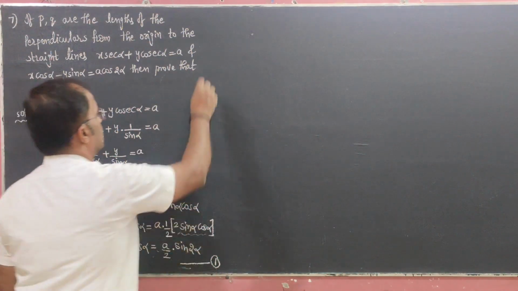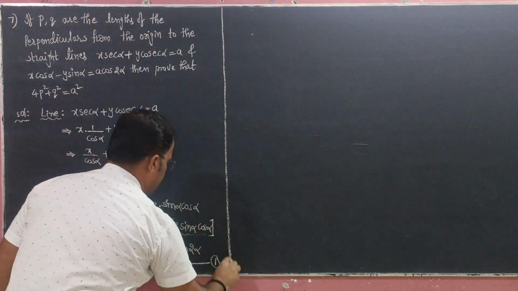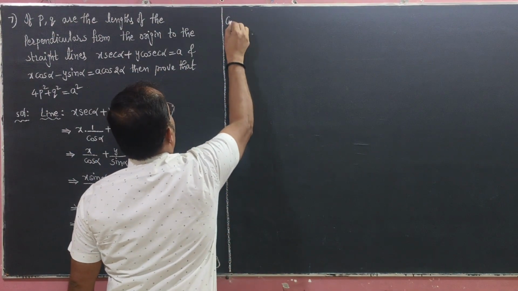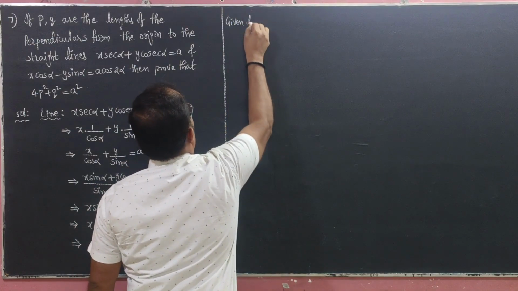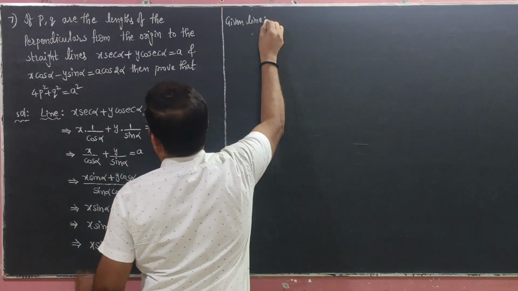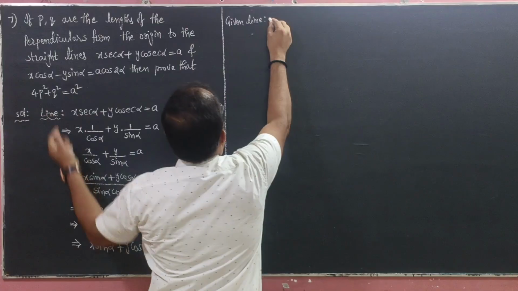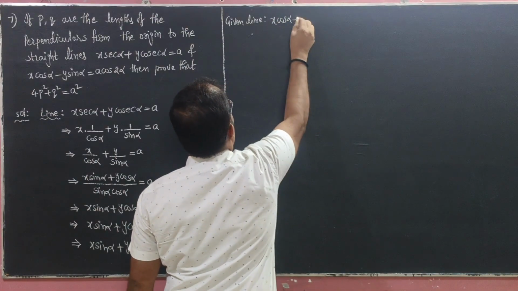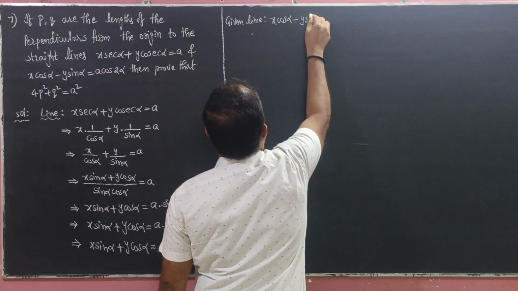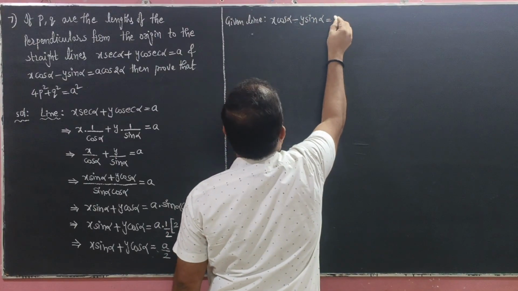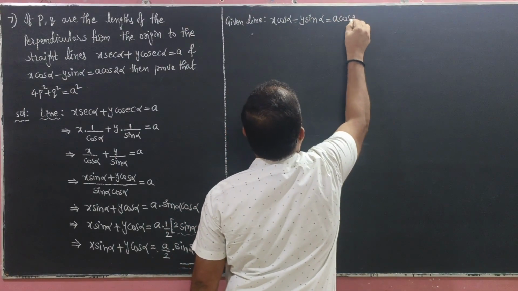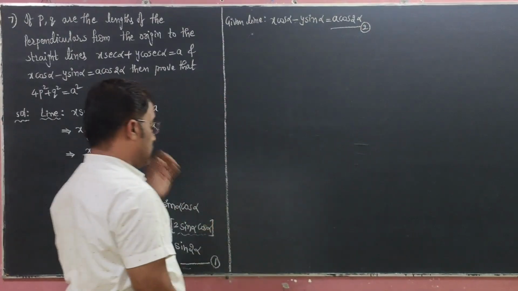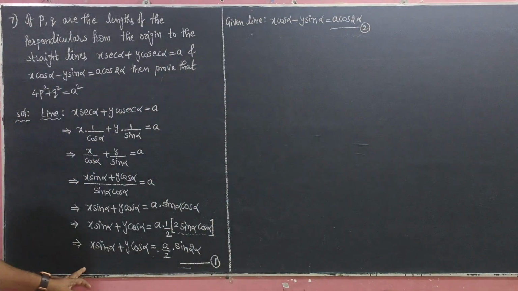First equation is completed. Now the second equation. What is the second line? The given line is x cos alpha minus y sin alpha equals a cos 2 alpha. Let this be equation number 2. Clear? The first equation and the second equation are completed.